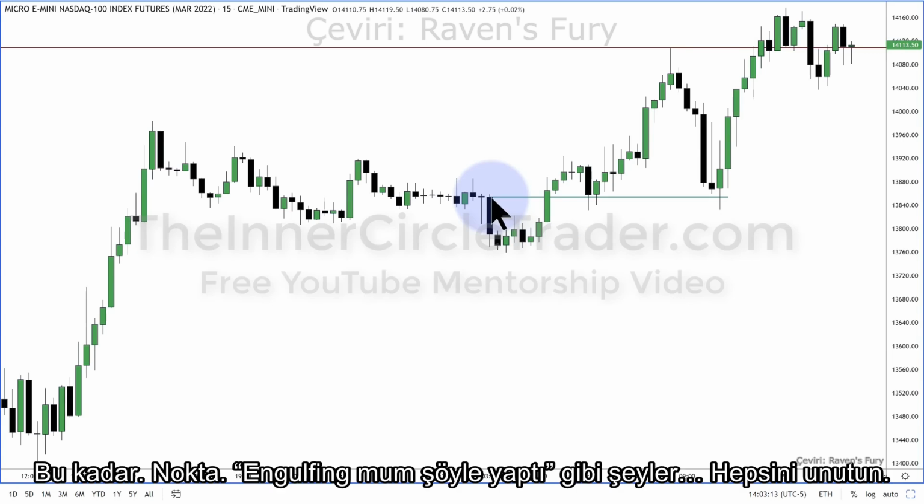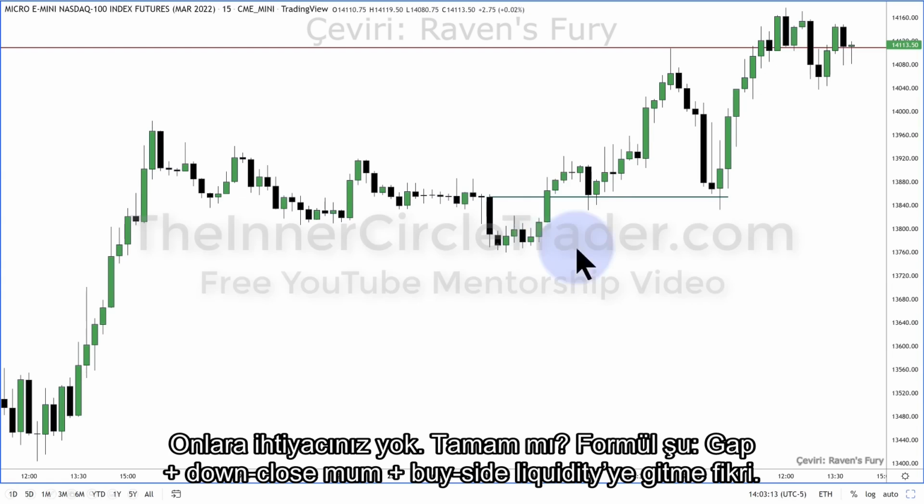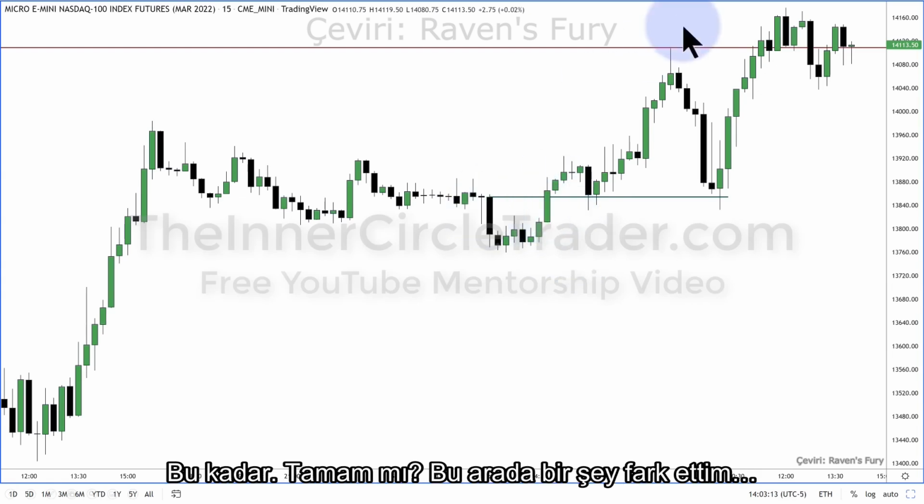Period. Okay, that's it. There is no engulfing candle does this. Forget all that. You don't need that. Okay, it's the gap plus the down closed candle plus the idea that it's likely to go up for buy side liquidity. That's it.